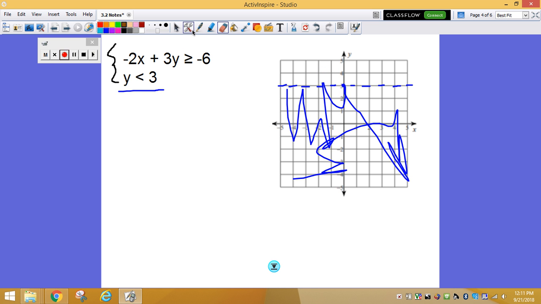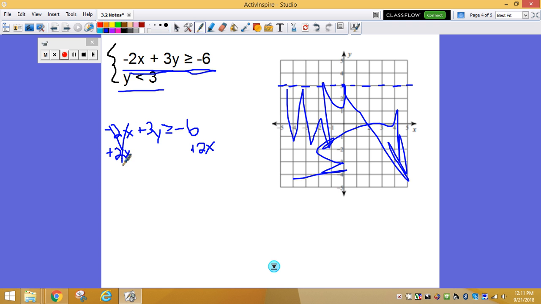All right, this one stinks because it's not in y equals. So I've got to fix it. Let me write this down here: negative 2x plus 3y greater than or equal to negative 6. So I'm going to start by moving my 2x, and the opposite of a negative 2x is a positive 2x.